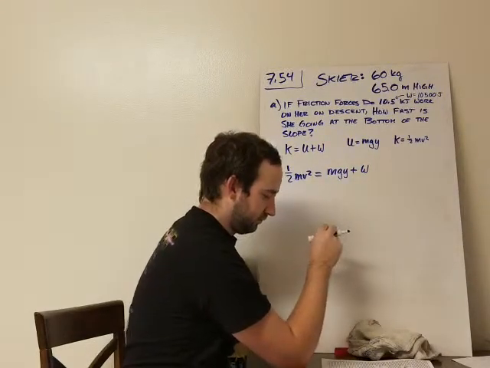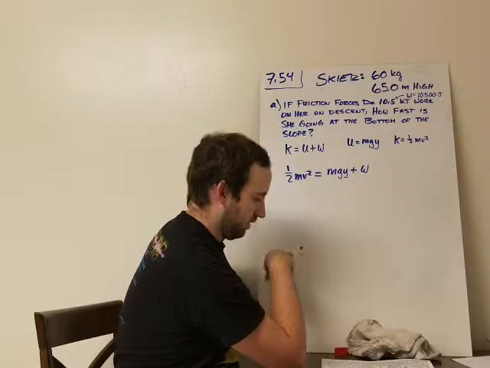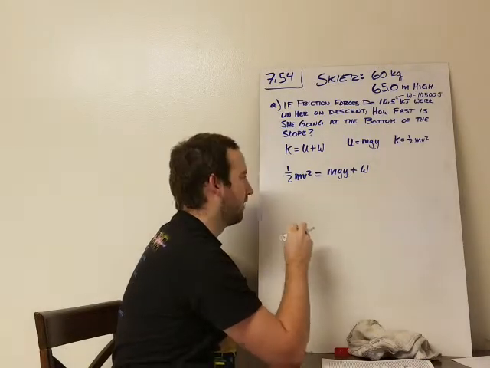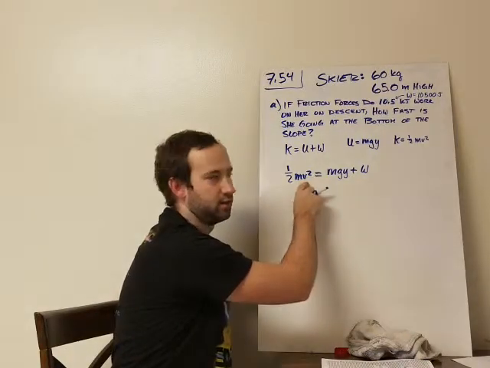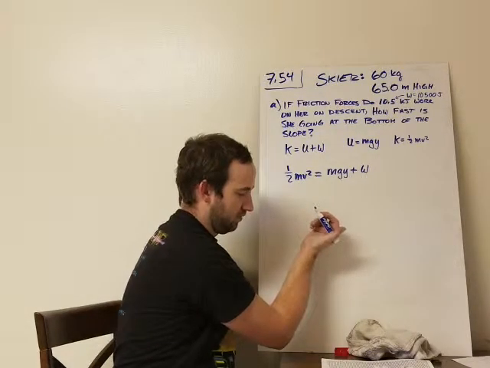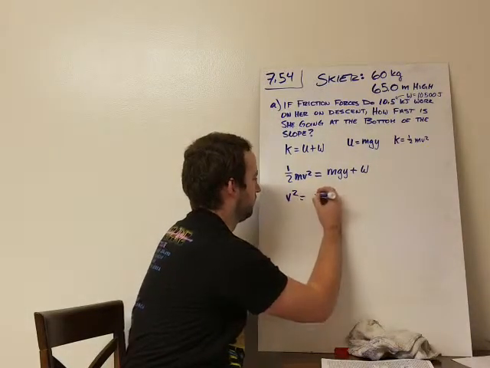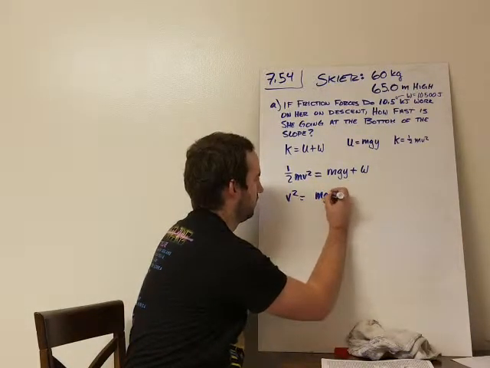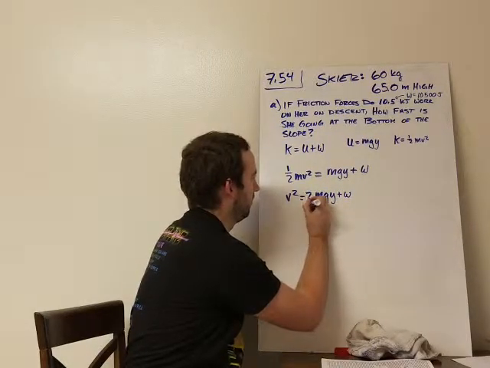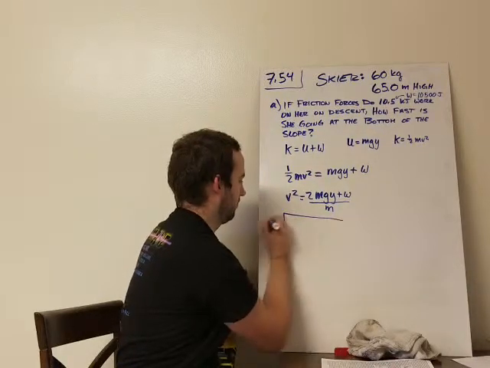Now what we can do is rearrange everything, because we're looking for the velocity. So let's isolate that. As we do that, we'll end up with v squared equals 2 times (mgy plus work) over m, and then square root.